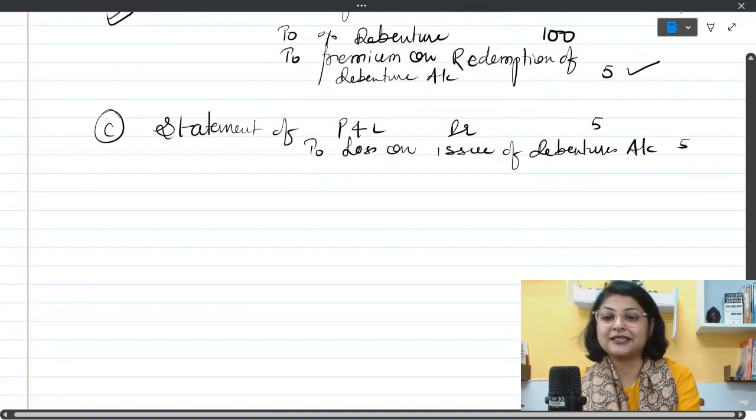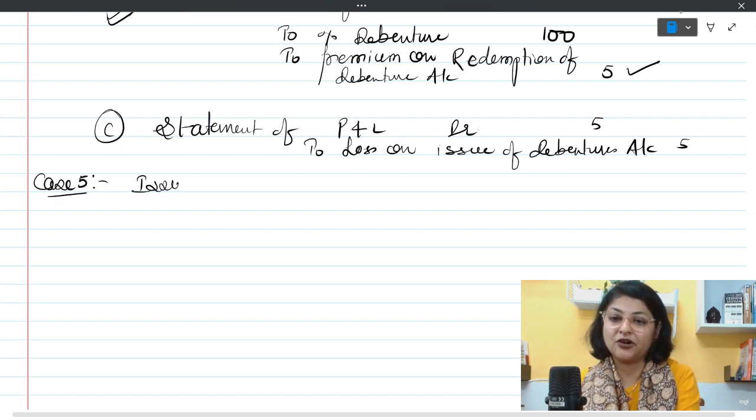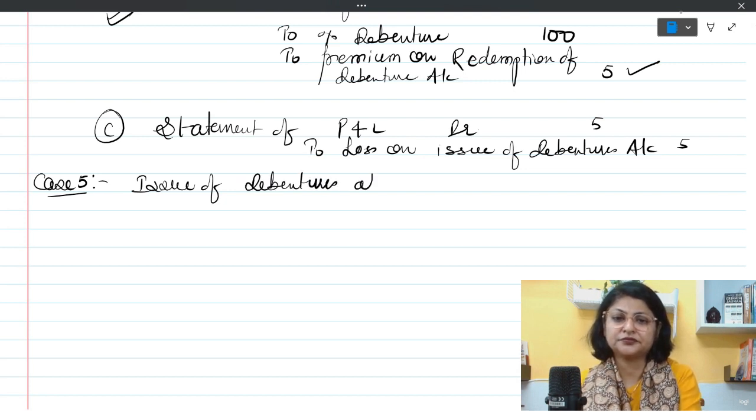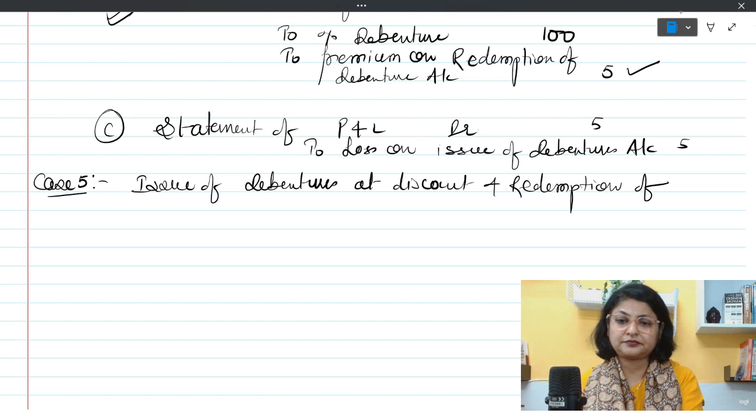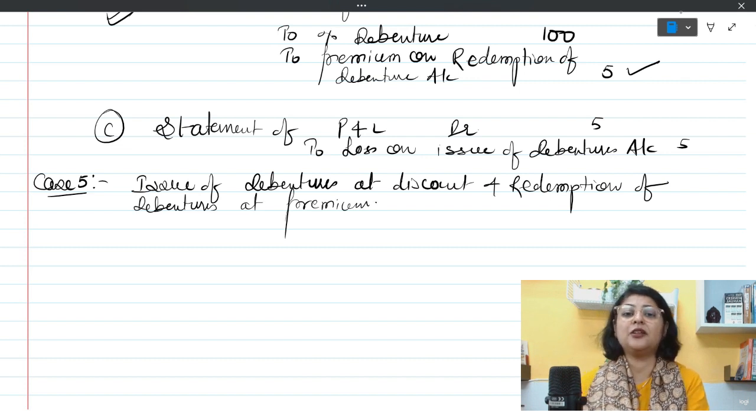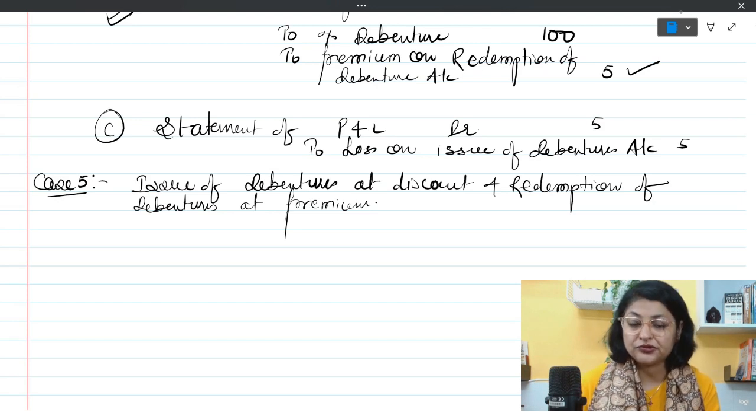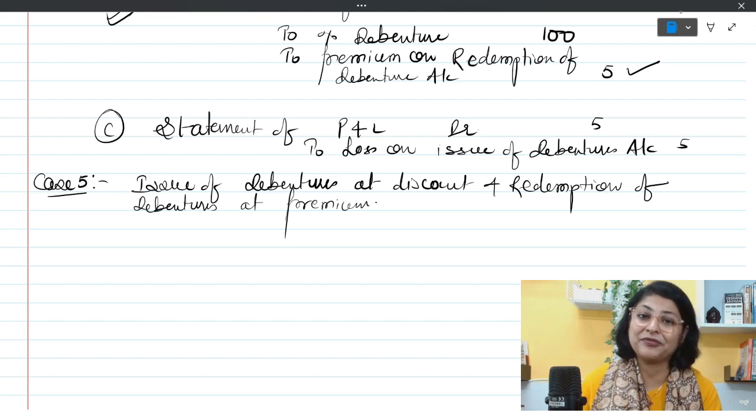Now let us move to case number 5. Case number 5 is issue of debentures at discount. Means the debenture of 100 rupees is issued at 95 or 90 rupees, and redemption of debentures at premium. Means the company is having a loss both the times. At the time of issue, the company is issuing the debenture at a lesser price, and at the time of buying back the debentures, the company is giving more amount.